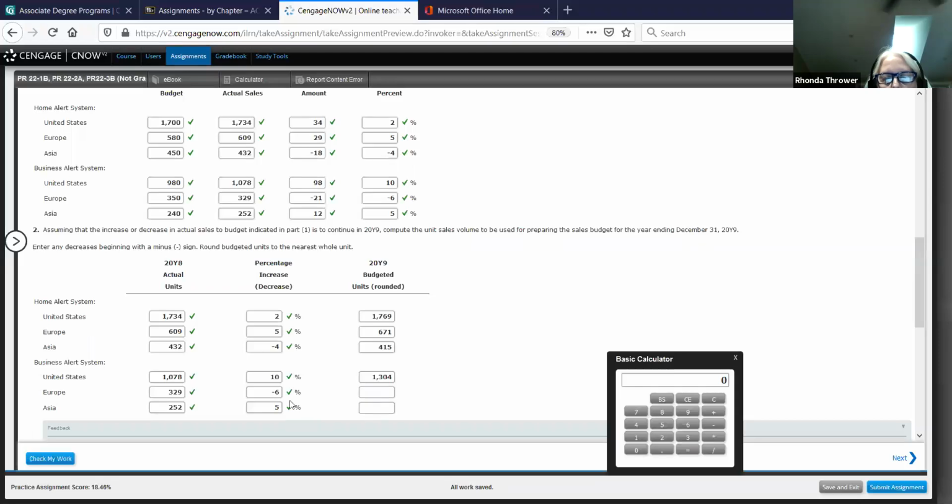And this is a negative amount. So remember, you got to subtract from 100%. So that would leave you with 94%. So 329 times 94%. Oops. 0.94 gives you 309 units.